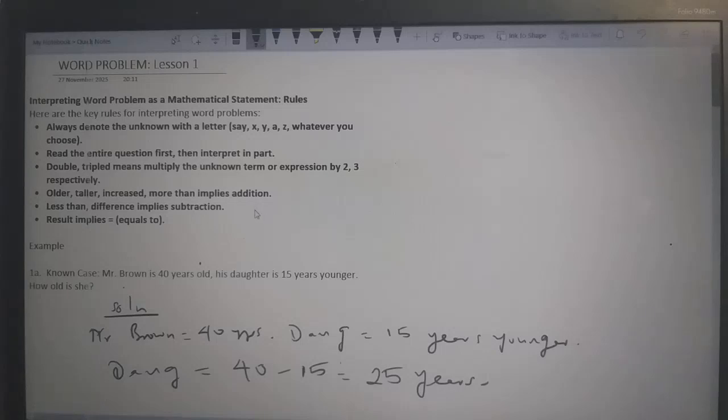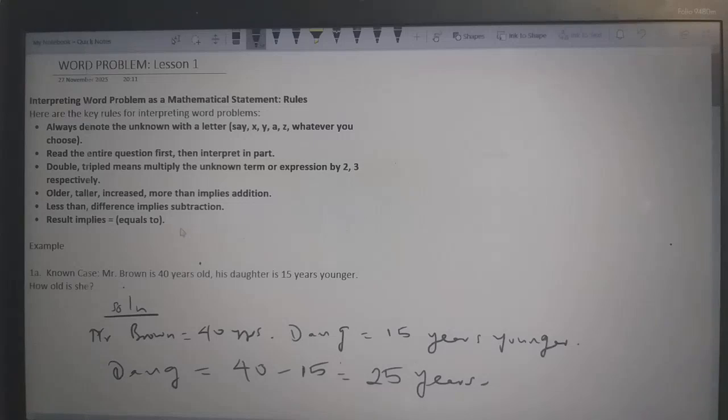Older, taller, increased, more than all imply increment, and that means addition. Like saying a boy is 4 years old today, how old will he be in 4 years' time? That's an increment already, so that implies addition. And the fifth one is a statement that involves less than, if it is not an inequality problem, which we will look at later on. It implies subtraction. So statements like less than, difference imply subtraction.